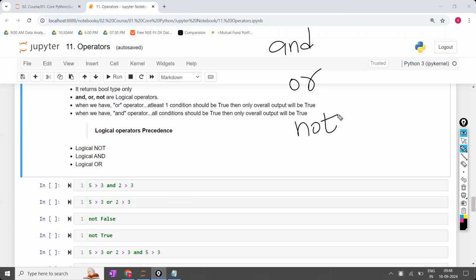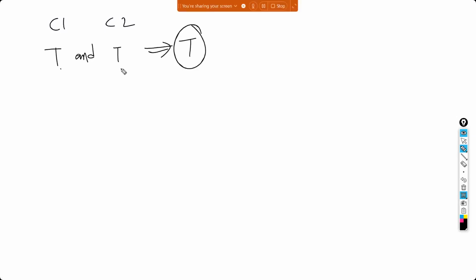Is the point clear? Now let's take an example. For example, I have condition 1 and condition 2. Two conditions are there. Condition 1 is true and condition 2 is also true. There are only two conditions, and both are satisfied. Then the overall output you are going to get is true. This is the printing. It will not print in the backend; it will check, but printing is the final step.